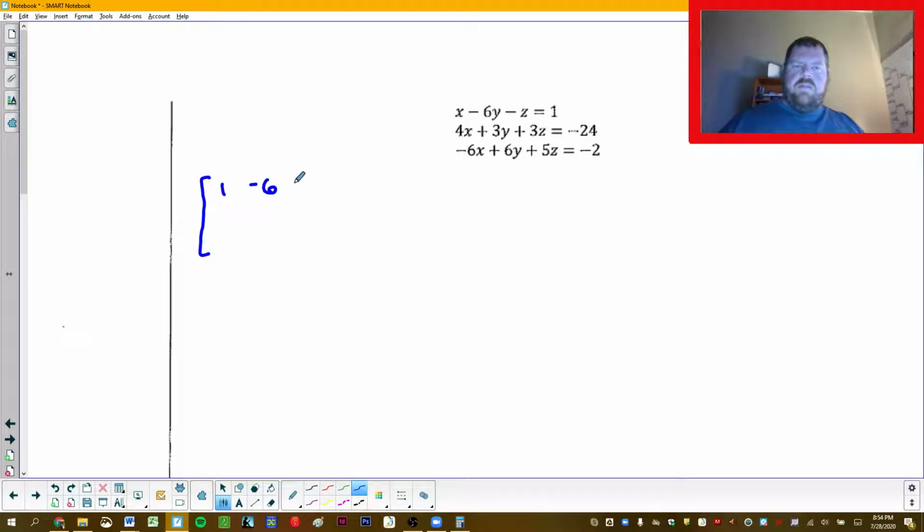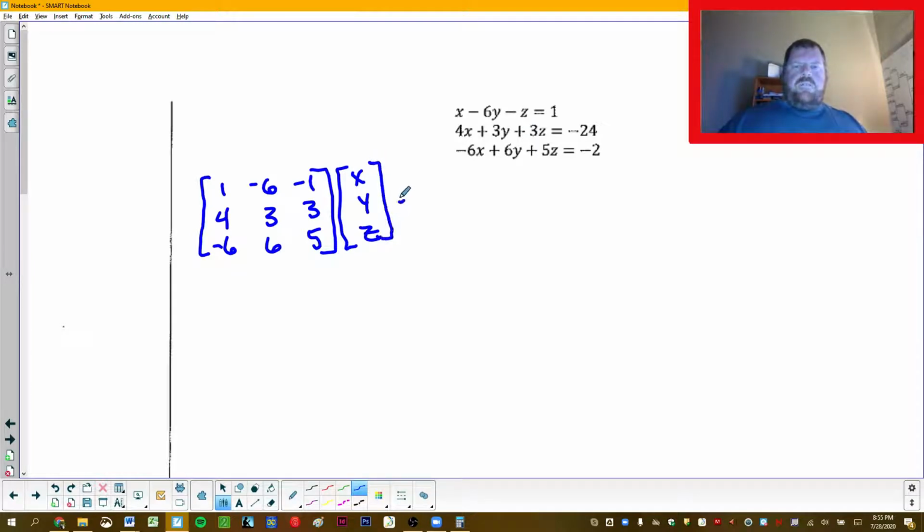Negative 6. Negative 1. 4, 3, 3. And negative 6, 6, 5. That one times x, y, z. Just checking that they are all in order. X, y, z, x, y, z, x, y, z. Is going to be equal to my constants, 1, negative 24, and negative 2.